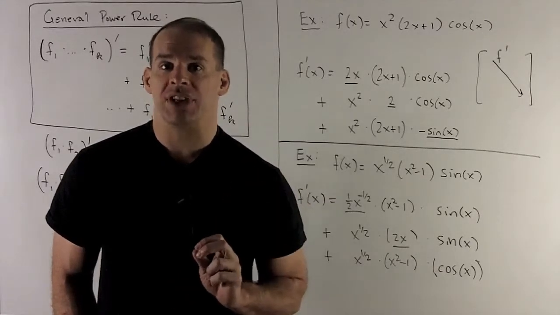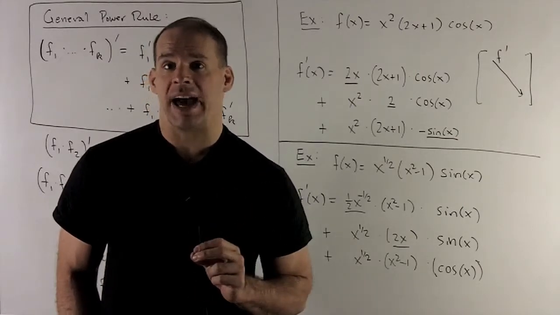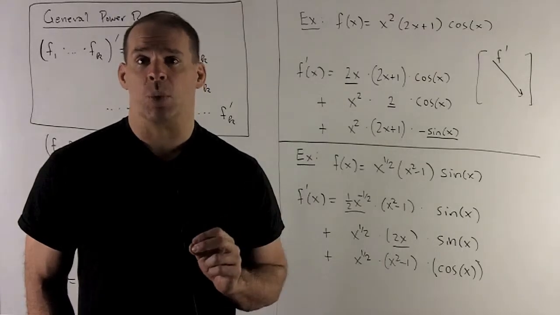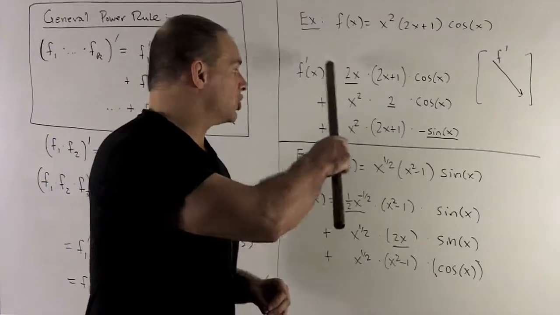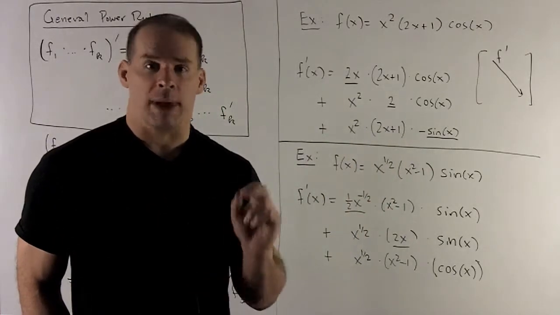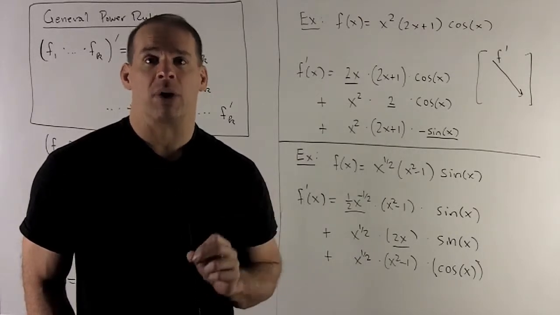I write it on top of itself three times, and now I just have to take the derivative of everything on the diagonal. Derivative of x squared is 2x, derivative of 2x plus 1 is 2, derivative of cosine is minus sine x. So I'm only going to change what's on the diagonal, add all those terms up. You may want to simplify some more, but this is just getting you out of your general product rule.